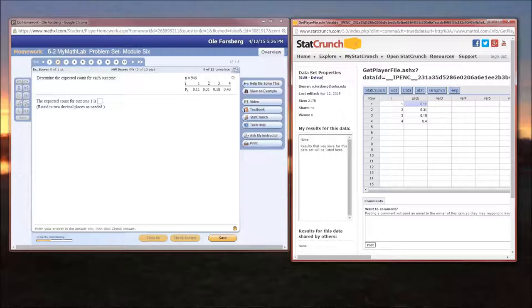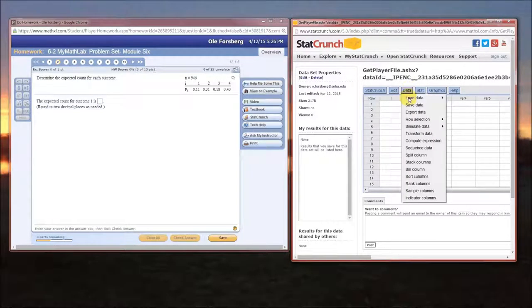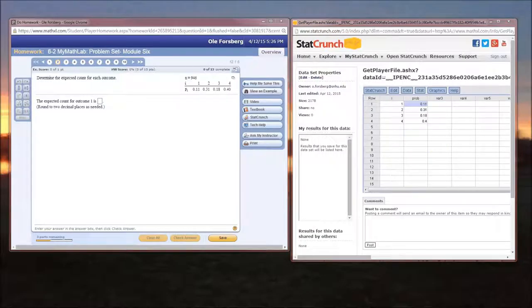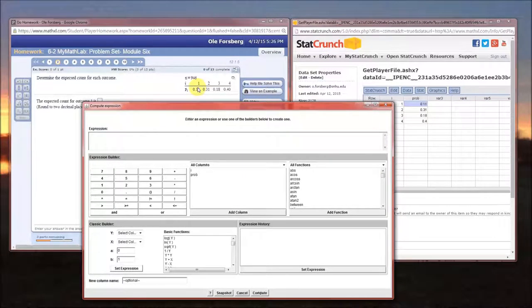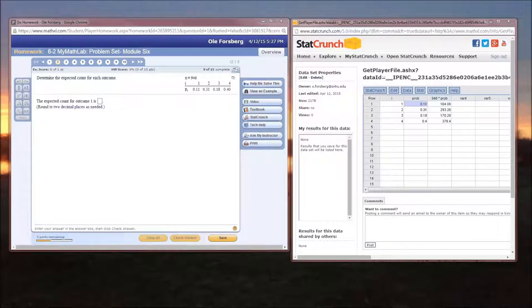Okay, now that second column, the column of probabilities, is now going to be called prob. So to get the expected counts, not just for an outcome of a 1, but for any of them, we'll go up to data, compute expression. When you do that, this pops up. And we know that the expected value is always equal to, for this type of problem, n times p sub i. So it's 946 times this probability, 946 times this probability, etc. So it's just 946 times the prob column. Compute. And now here we go. We can rename this instead of 946 times prob. We'll just call it exp for expected.